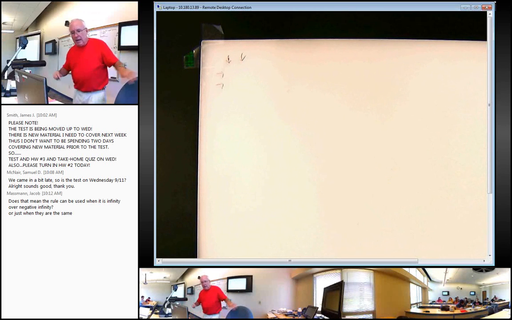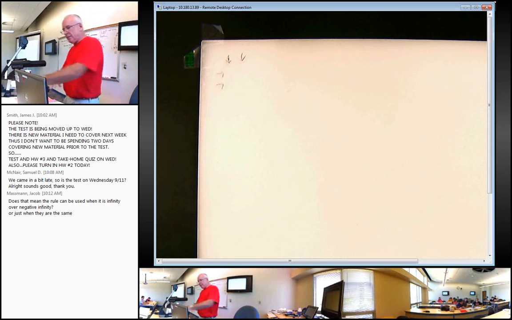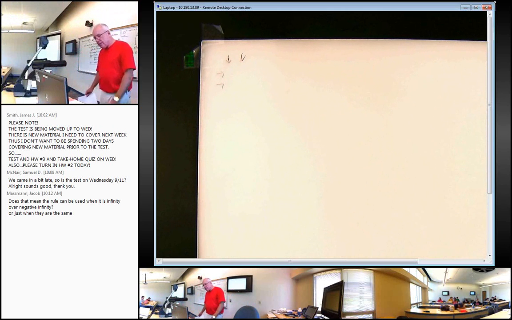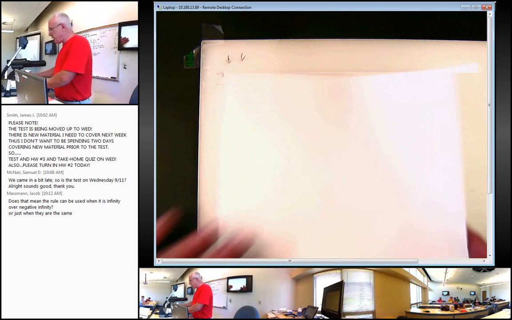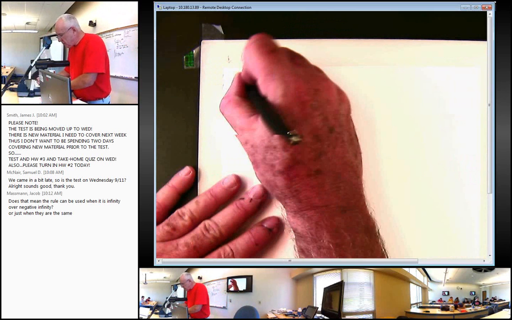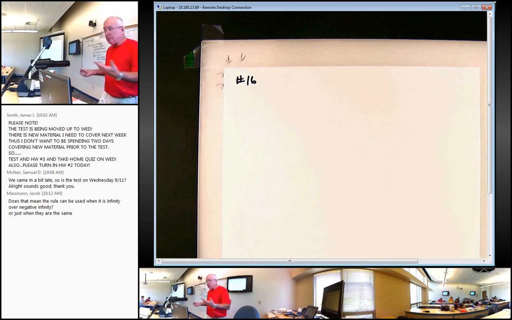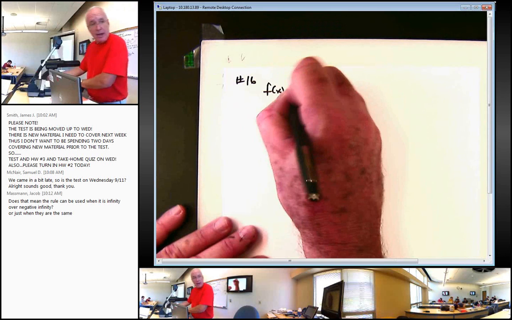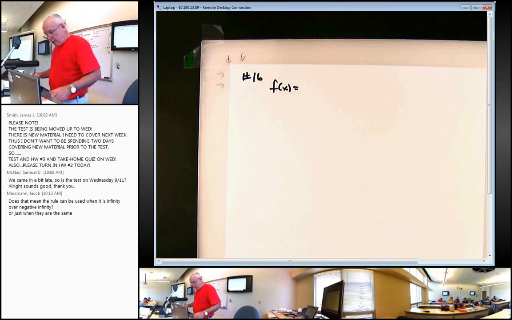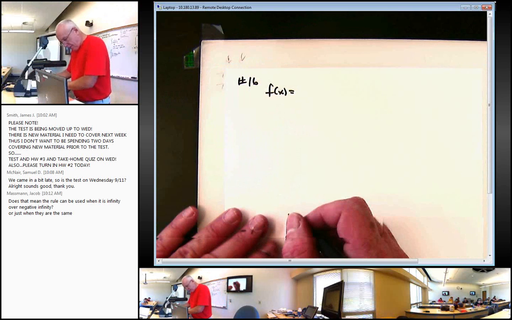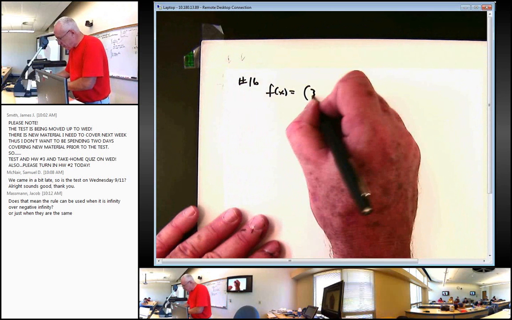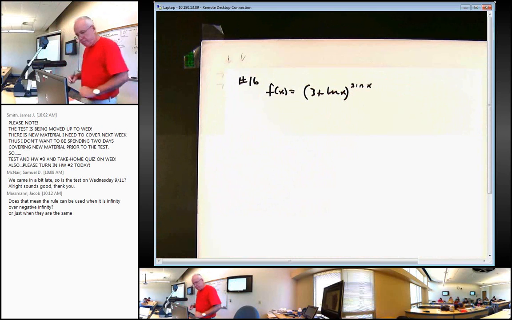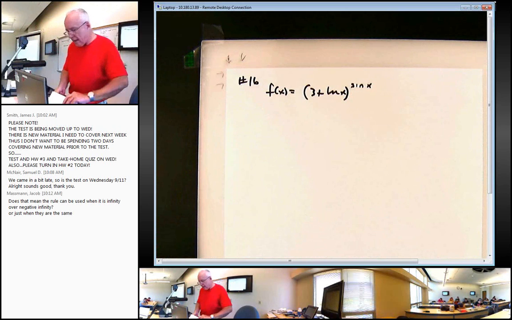I think to get to a different kind of thing here, I was going to look at, say, number 16, if you guys have got that there. Because this is something we haven't looked at recently, at least. On the practice set, we have f of x is equal to 3 plus the natural log of x, taken to the sine of x power. And we're asked to get the derivative.